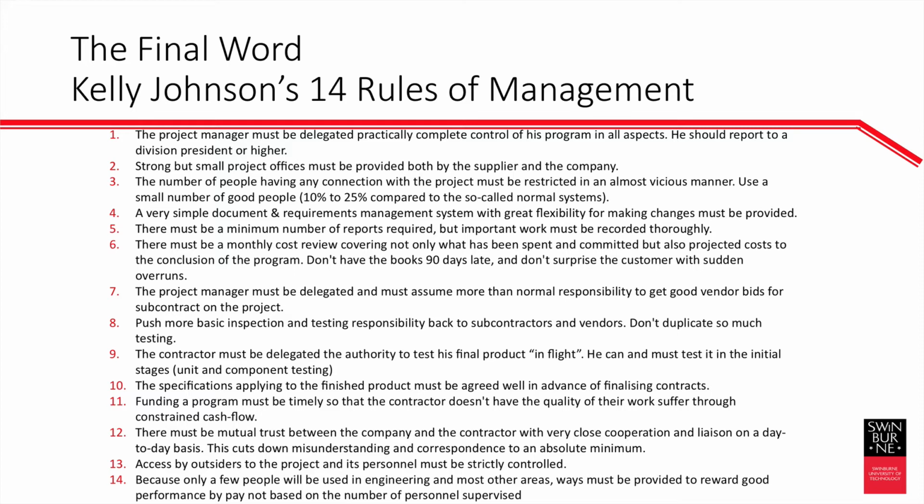A very simple document requirements management system must be provided. There must be a minimum number of reports. There must be a very close control of costs. The project manager must be delegated and must assume more than normal responsibility to get good vendor bids for subcontract on the project. And I have to say, this is one of the things in IT-related projects. The project manager doesn't often have enough authority over the vendor. And this is an issue that I think is still not resolved.